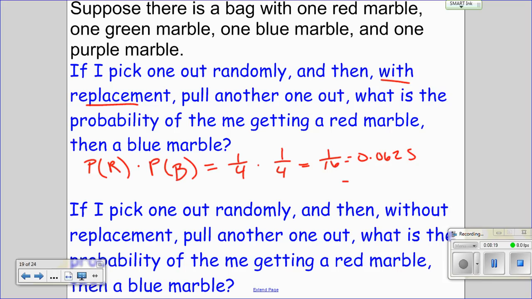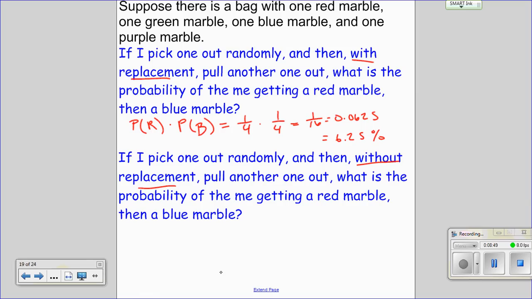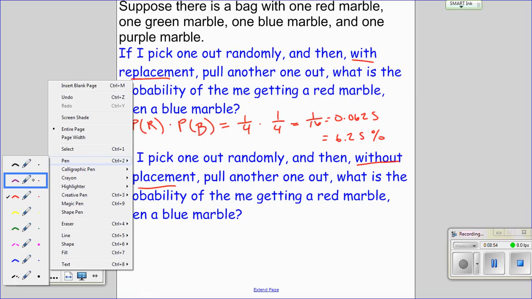And as a percent, that would be 6.25%, because again, you move the decimal twice to the right. Now, it says without replacement, pick one out, and then what's the probability of getting a red and then a blue? So watch how it slightly differs from the one we just did. So again, I'm still finding the probability of getting a red and then a blue.